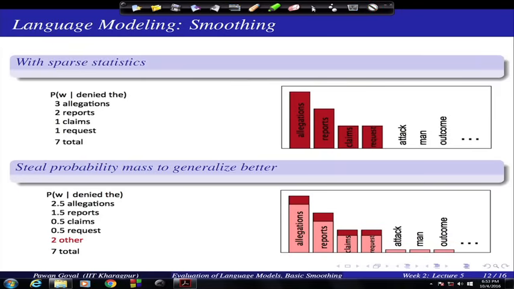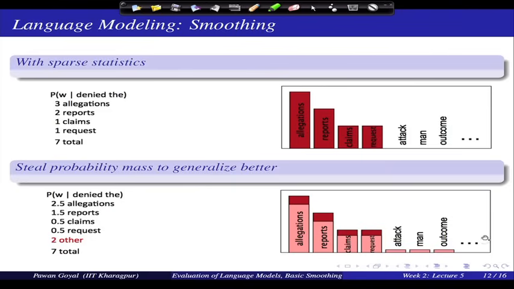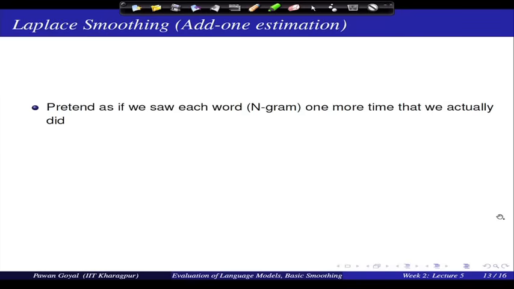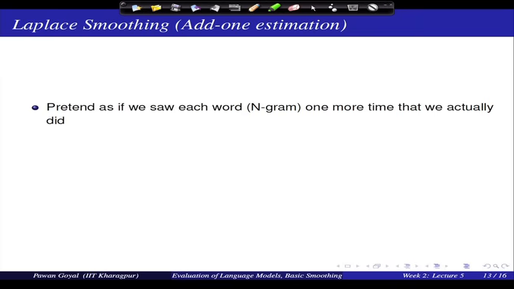Okay, so the basic idea is clear. So how exactly do we do that? The simple method is called Laplace smoothing or add-one estimation. So what is the idea? Pretend as if you have seen every n-gram one more time than we actually did in my training data. So suppose I saw it only once, I'll pretend as if I have seen it twice. And what will happen to the n-grams that I have not seen at all in my training data? I'll pretend as if I have seen them once. So this is a simple idea.